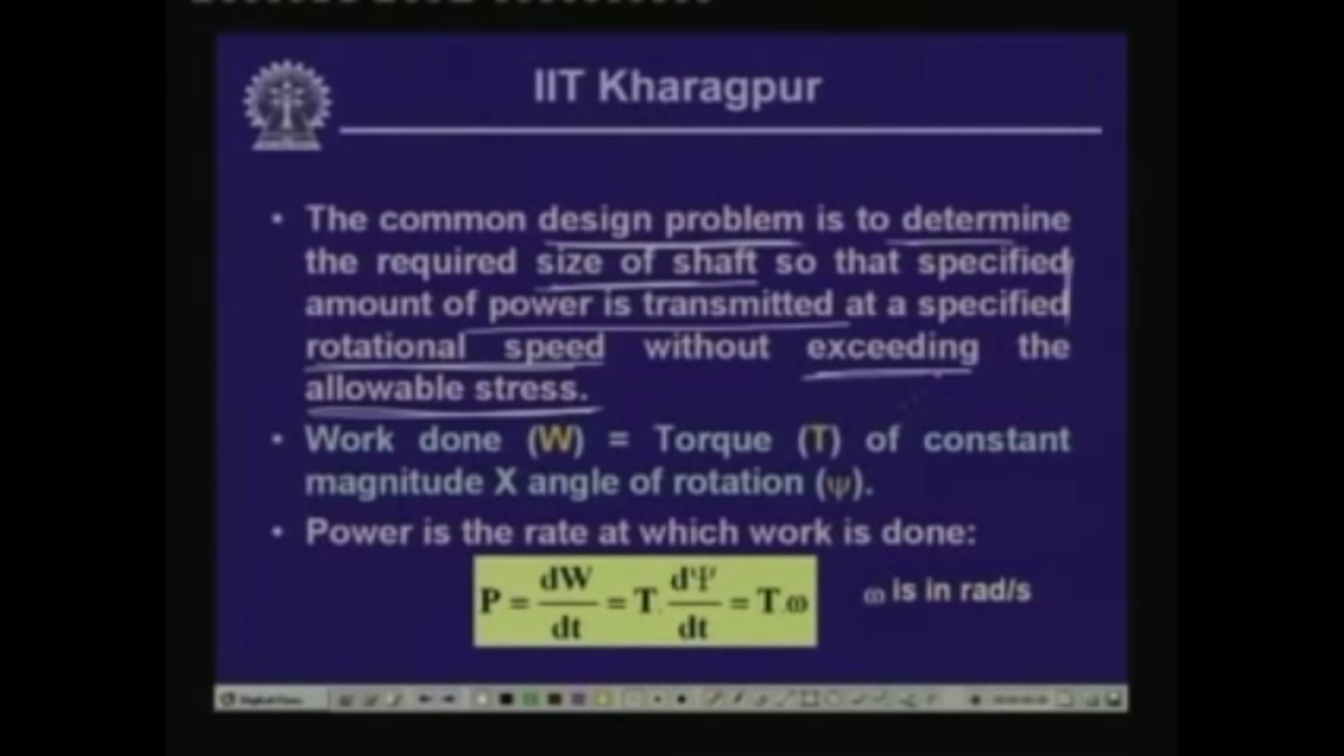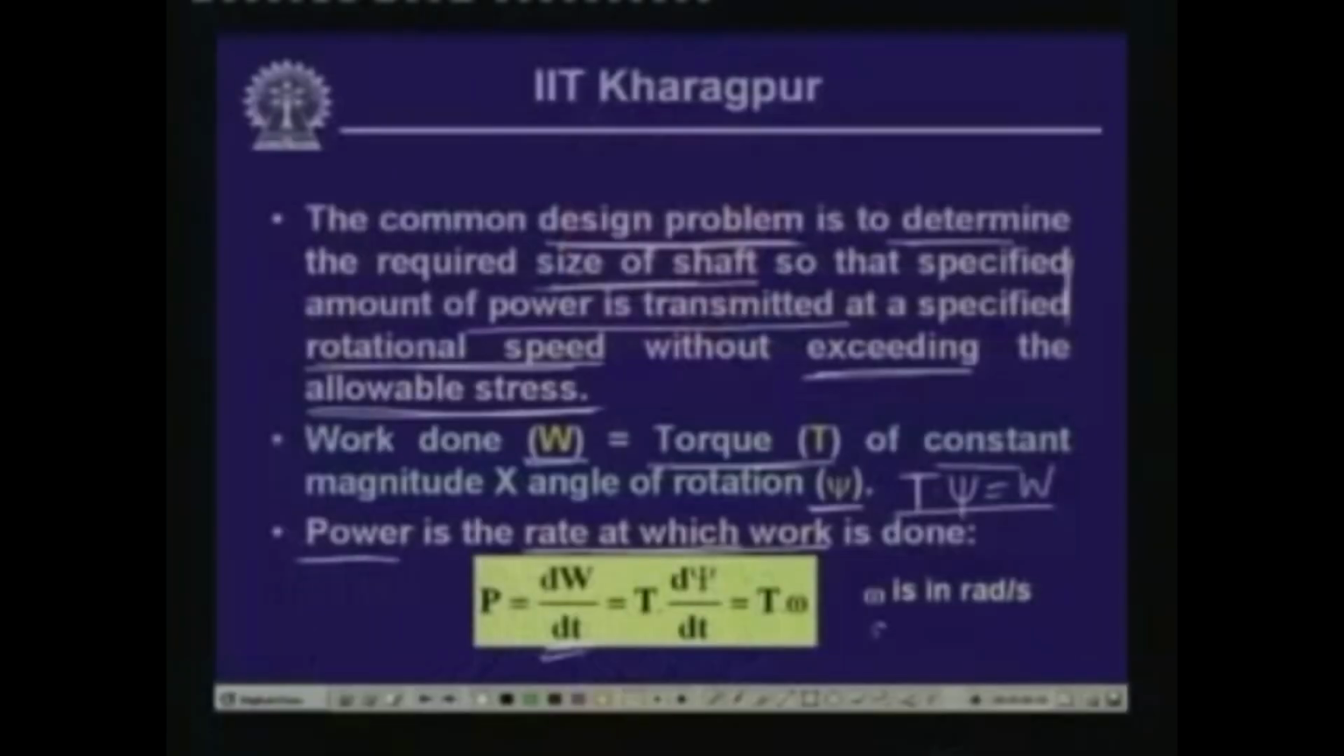Now, since it involves a constant magnitude of torque, the work done by the shaft when it rotates under angular speed omega is equal to the torque multiplied by this rotation. So, work done W is equal to torque multiplied by the angle of rotation, which we have designated as psi. So, T times psi is the work done W.